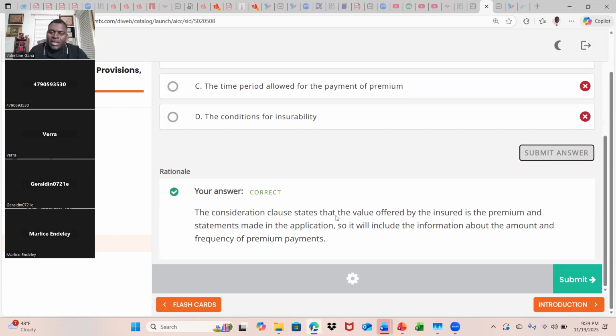The consideration clause states that the value offered by the insured is the premium and statements made in the application. Remember, I also said, what you state on the applications, the facts you state: where do I live? What is my height? What is my weight? All of that information. Who is my doctor? My phone number, my email, those are all consideration as well as the premium paid.